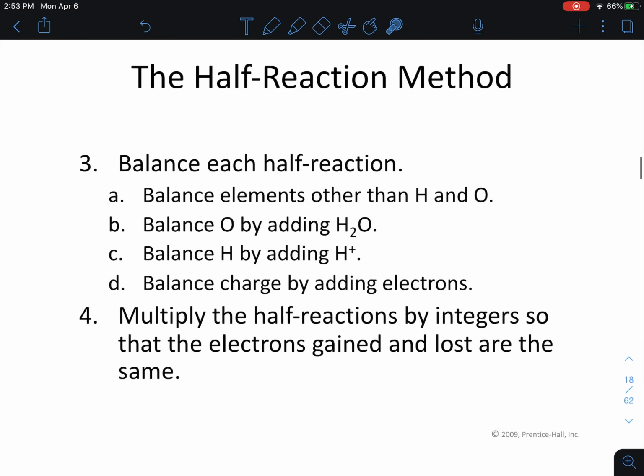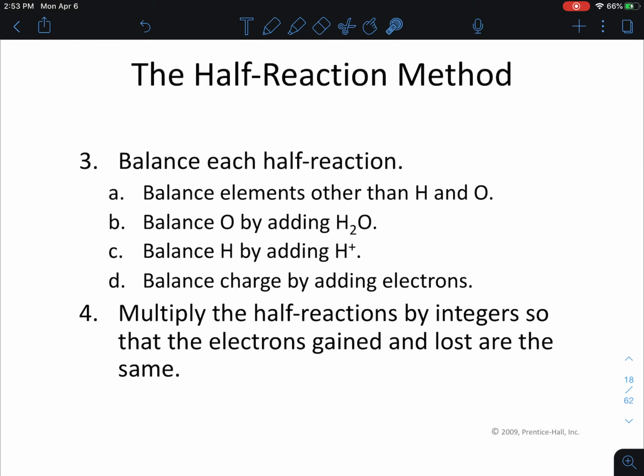So first, you're going to want to identify everything other than hydrogen and oxygen and balance that. Then you're going to balance the oxygen by adding water molecules to the side that's oxygen deficient. And then once you've done that, you'll have made the hydrogen unbalanced. So you'll balance hydrogen by adding H+ ions to the side that is hydrogen deficient.